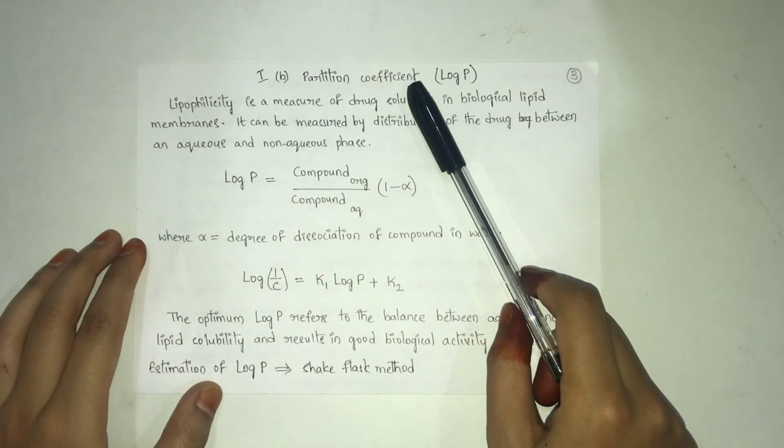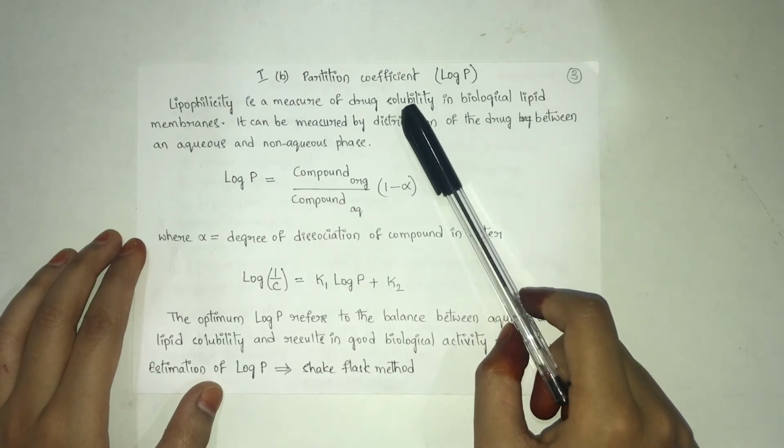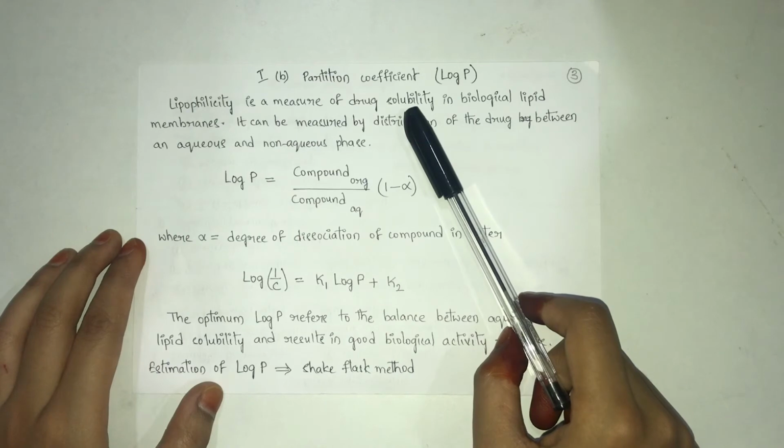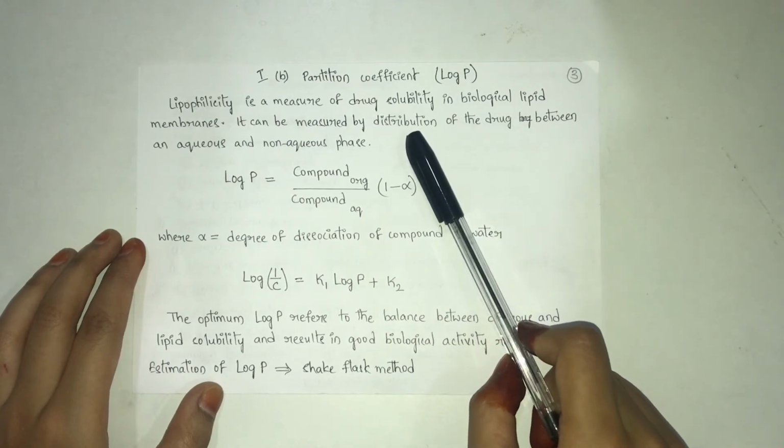Partition coefficient. In order to reach its site of action, drugs must possess interactive properties with both lipoidal biomembrane and aqueous biophase. The first step in drug transport is a slow diffusion of drug through membrane. This process is very slow and highly dependent on the molecular structure of the drug. Lipophilicity is a measure of drug solubility in biological lipid membranes. It can be measured by distribution of the drug between an aqueous and non-aqueous phase.